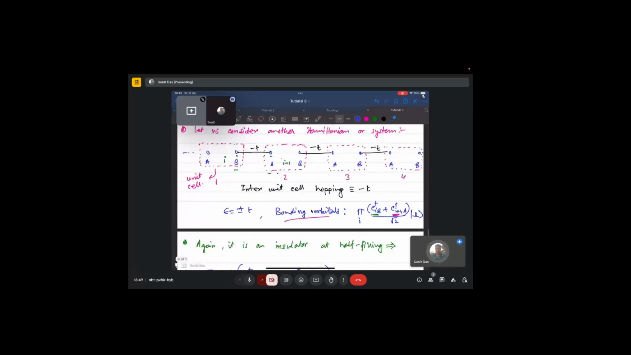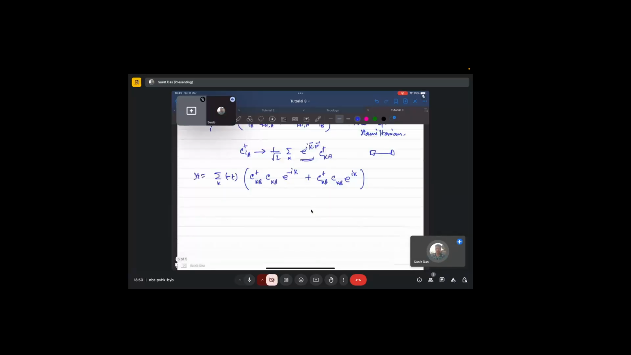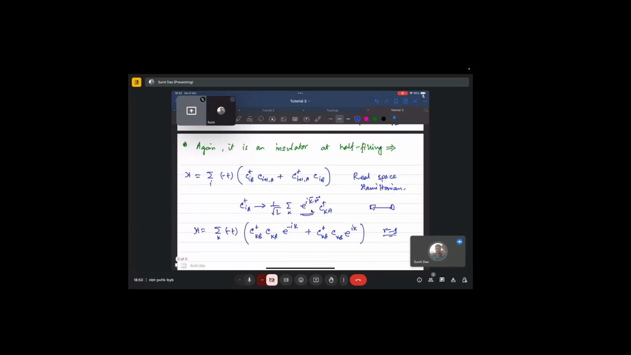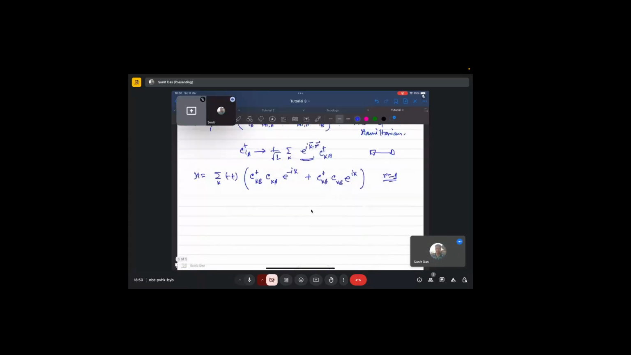So this distance is, let us say, unit. From this to this is unit in our case. So we assumed r equal to 1, unit distance, I mean unit cells are apart from each other at a unit distance, or more precisely this distance from B to A is unity.